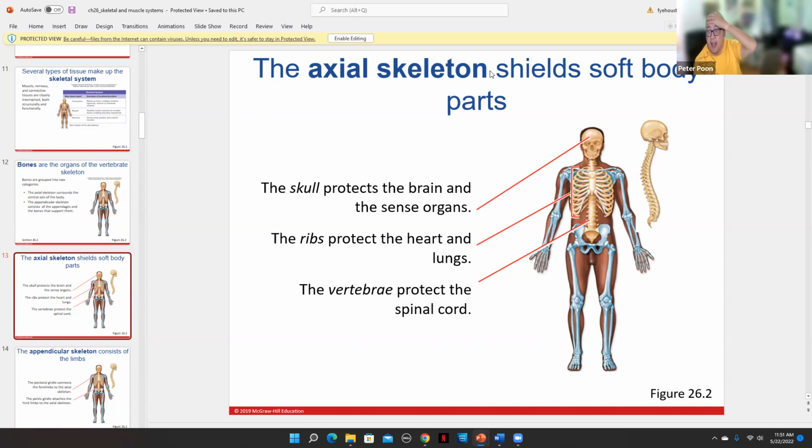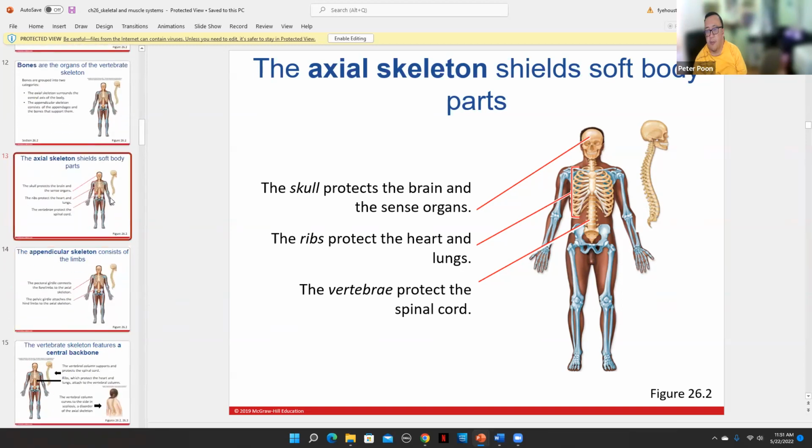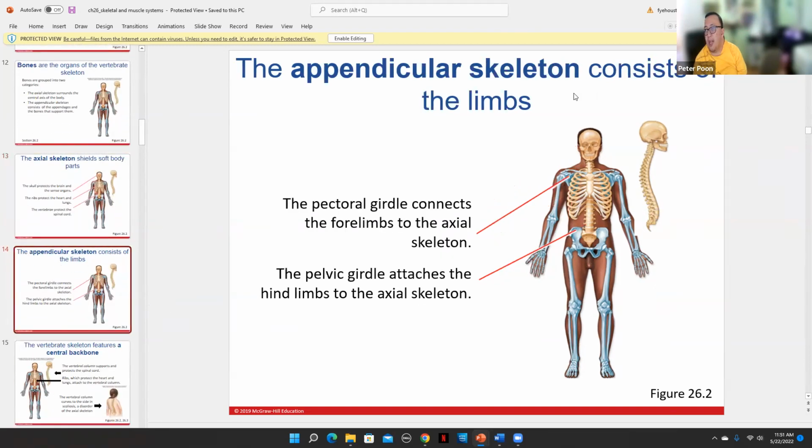One of the purposes of the axial skeleton is to provide a great layer of protection. The skull protects the brain and the special senses, the ribs protect your heart and lungs, and even the vertebrae protect the spinal cord. The appendicular skeleton is going to be much more flexible. This will consist of arms and legs, and this will allow for movement. Primarily movement, not so much protection.